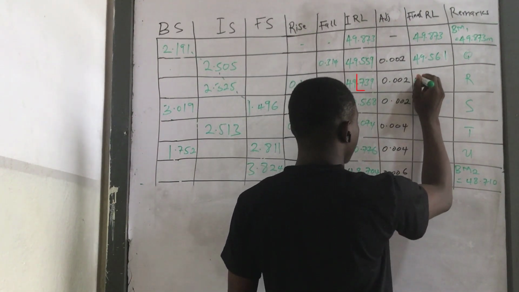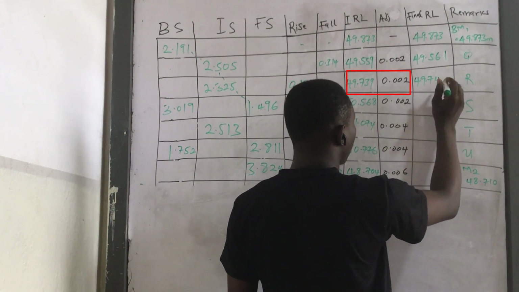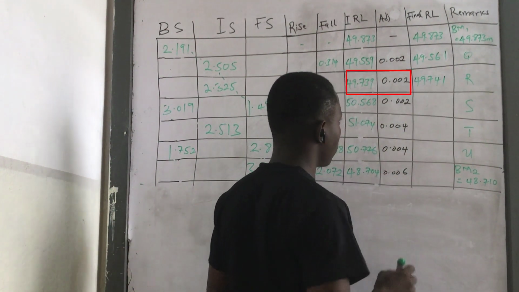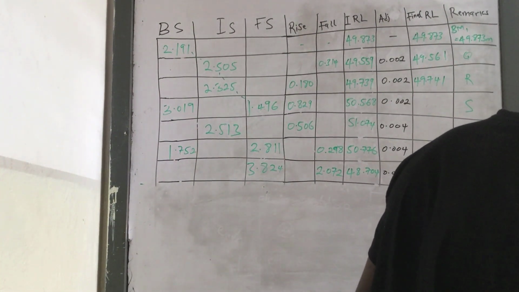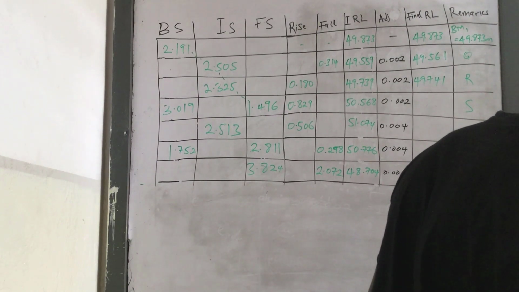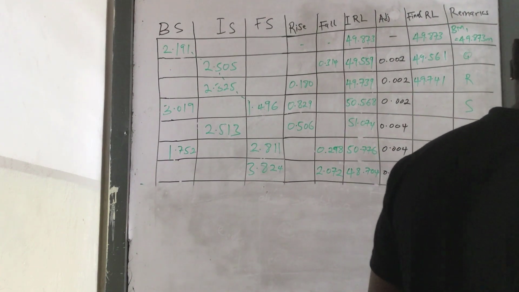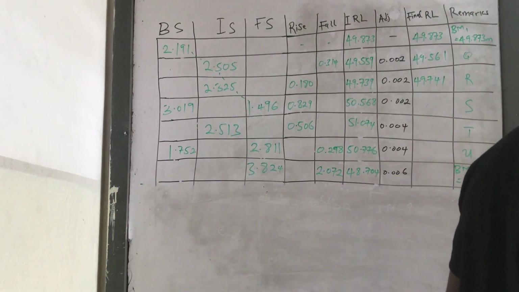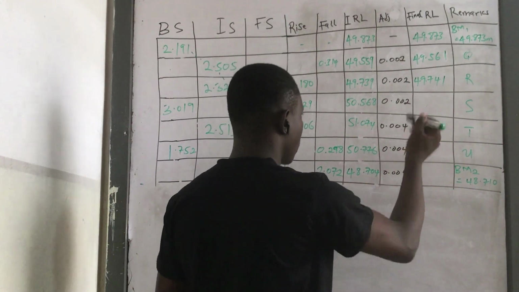And so you sum the next one too. You would have what? 49.741, I think. Just confirm that. 0.002 plus 49.739. Yeah, 49.741. That's correct. So the same thing.